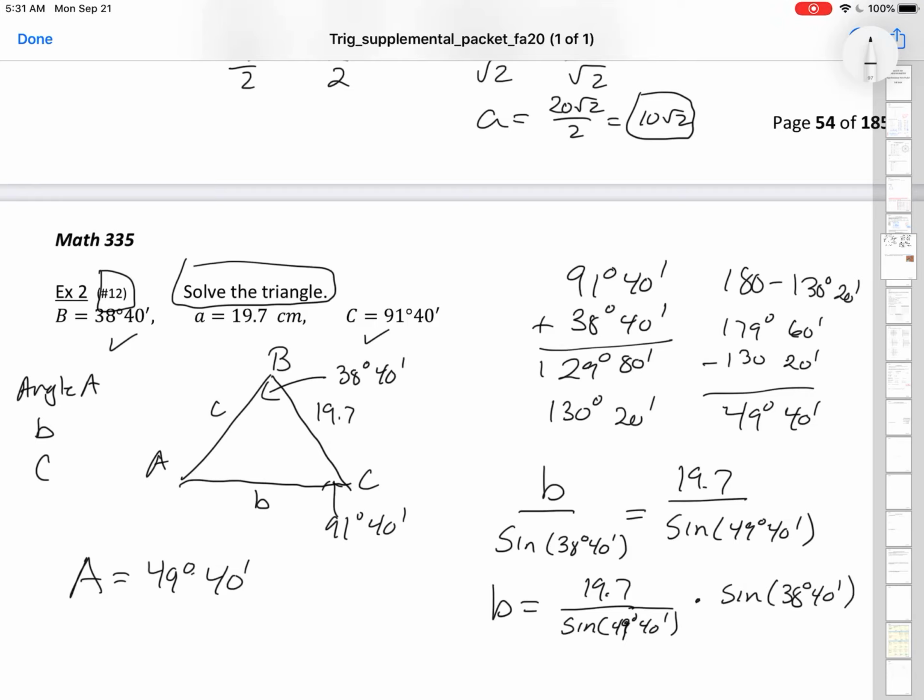Times the sine of 38 degrees, right? Plus 40 divided by 60. Close that and hit equals. And we get a nice 16.14. So B is equal to 16.1. I'll just round it to the same level of accuracy that 19.7 was, centimeters. So now I know B is 16.1 centimeters.